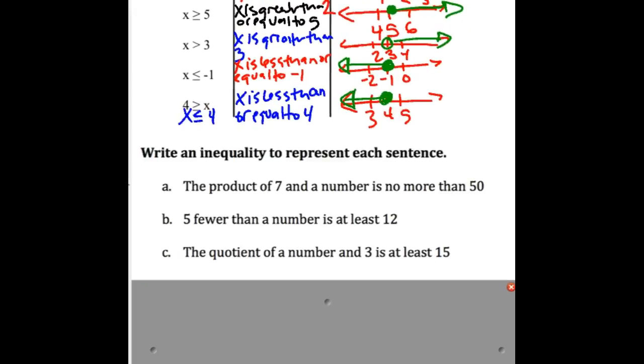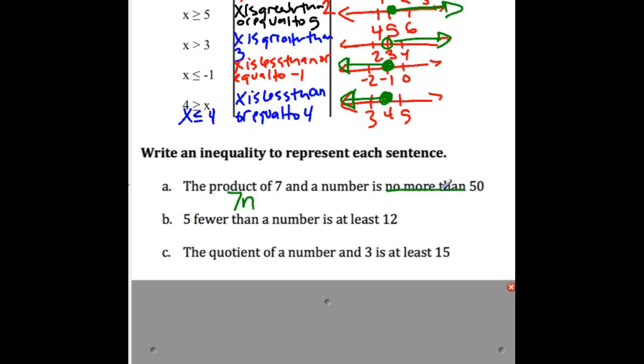Okay, all right, so on this one, the product of 7 and a number is no more than 50. We're going to write an inequality to represent this problem. I look for the inequality statement. That's your no more than. That tells you where your two sides of your inequality are. So the left side is the product of 7 and a number. Product means multiply, so it's just 7n.